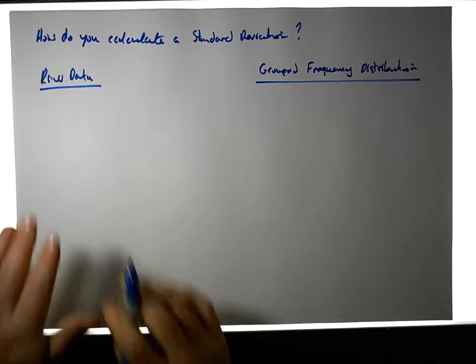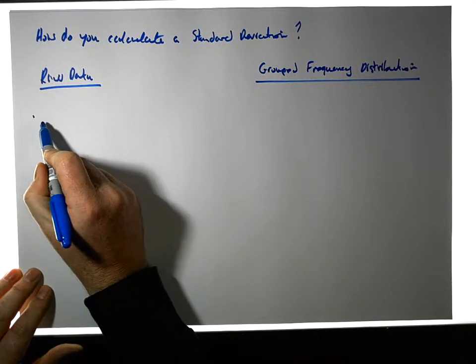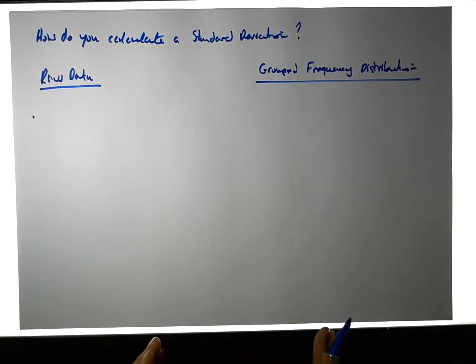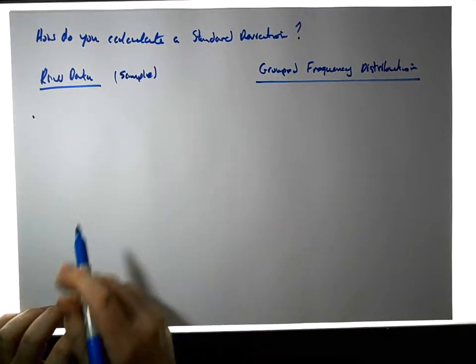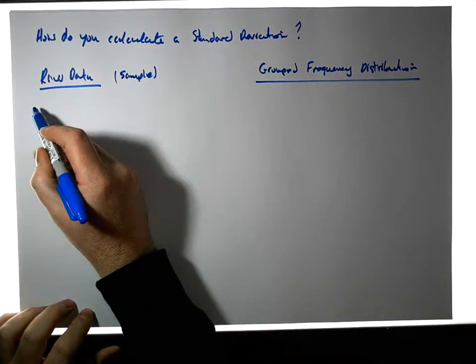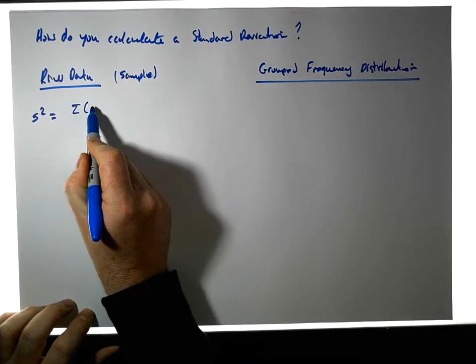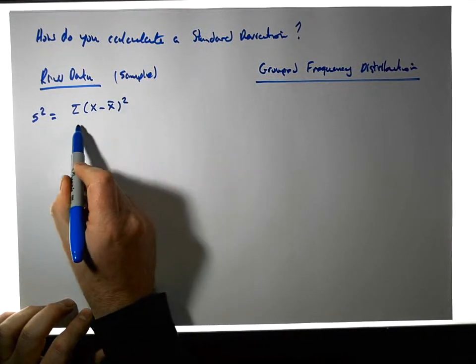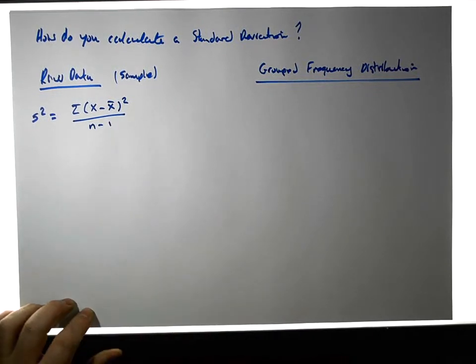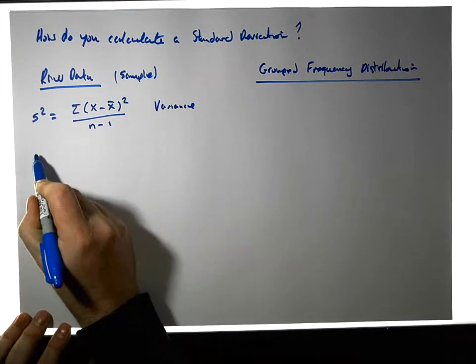In the raw data case, the formula for the standard deviation, well, the formula for the variance, depends on whether we're dealing with sample or population data. That's important. It should be very clear in the question. Let's assume we're dealing with sample data. Then S squared is equal to the sum of the observations, the x's, minus x bar, the mean of the observations, squared, all over n minus 1. That's the formula to calculate the variance. The formula to calculate the standard deviation is just the square root of the variance.